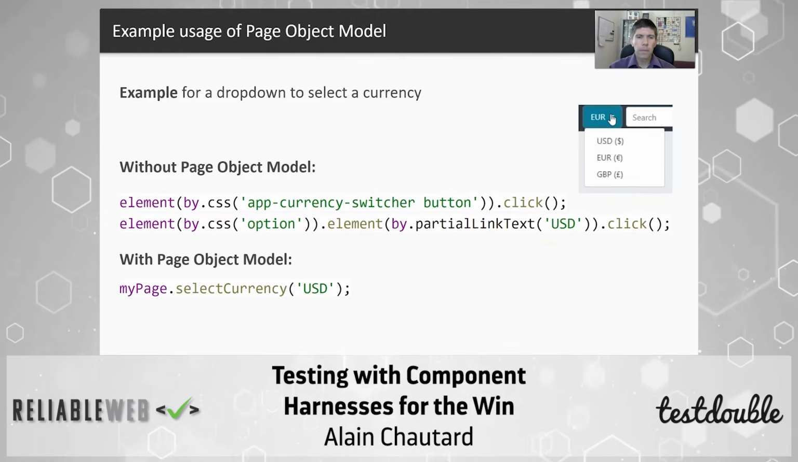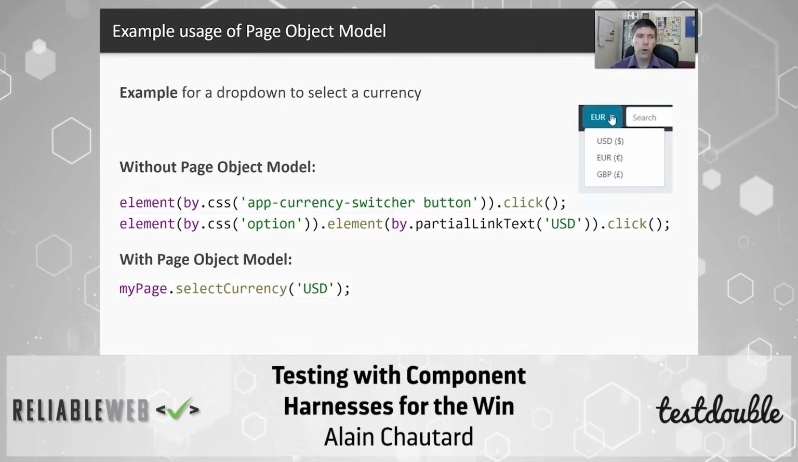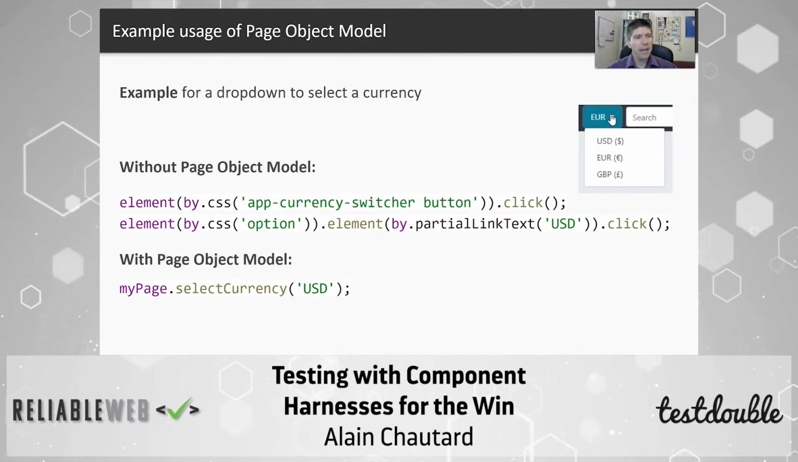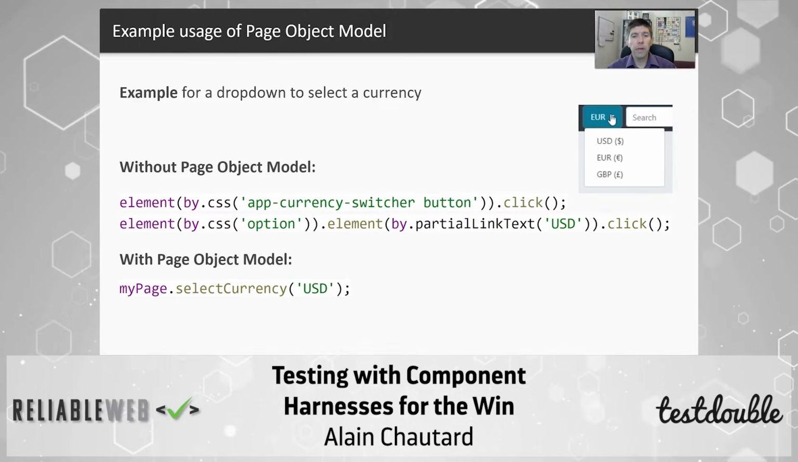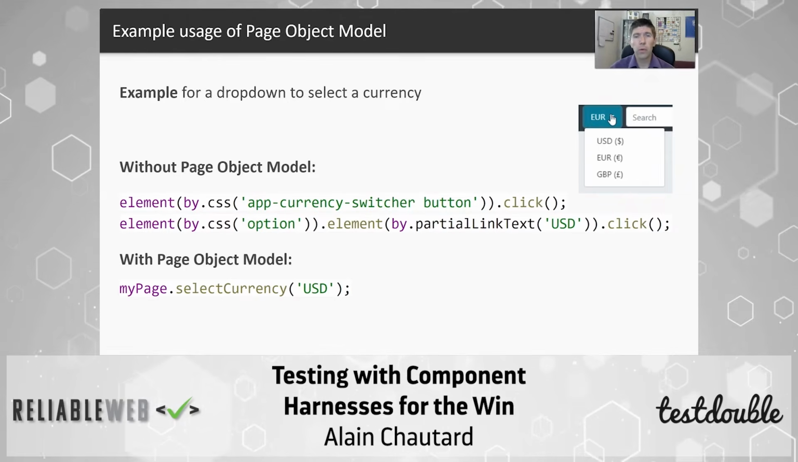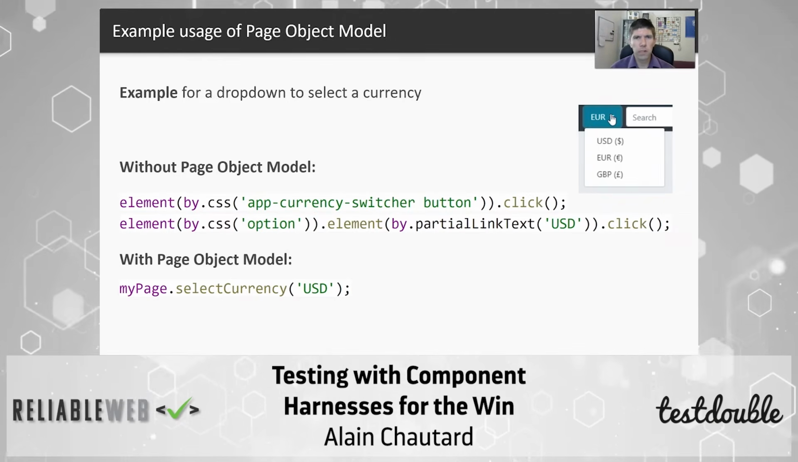So you have to know the structure of the DOM. The code is a little bit verbose. As you can tell, it barely fits on my screen. And that would be the way we would write a regular end-to-end test without having that page object model.